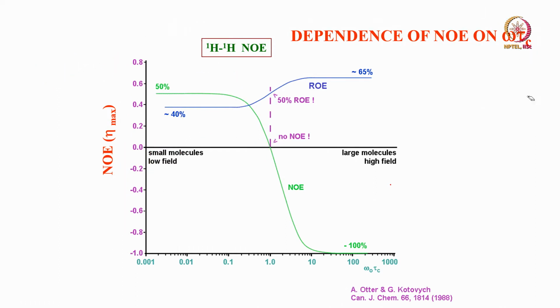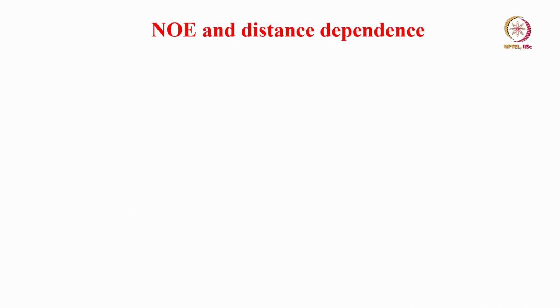So, please remember, it depends strongly on omega tau c. That is the important concept we should remember. Omega depends upon the magnetic field, and tau c on the size of the molecule. So, small molecules at low magnetic field give rise to positive NOE. Big molecules at high magnetic field give rise to negative NOE. This is the important graph you should remember.